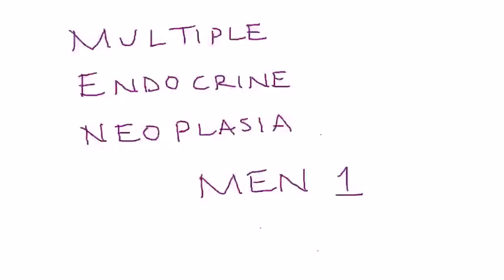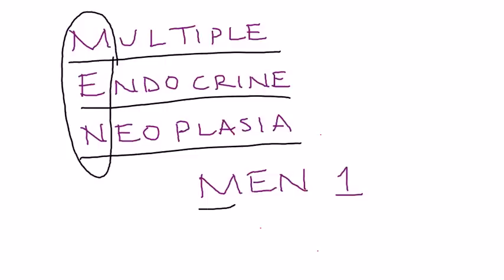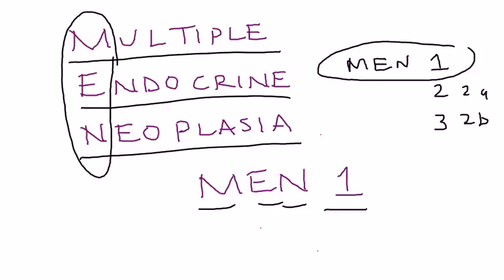We're going to talk about multiple endocrine neoplasia, also abbreviated MEN, and in particular we're going to talk about MEN 1. There's three types of MEN: MEN 1, MEN 2, and MEN 3. Sometimes it's called 2A and 2B, but we're going to concentrate on MEN 1. MEN 1 is also given a certain name, Wermer Syndrome.